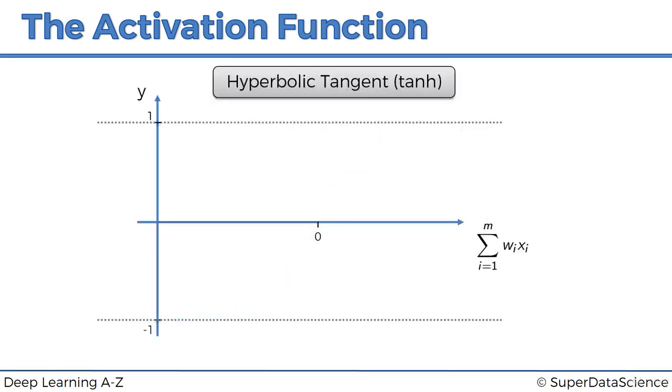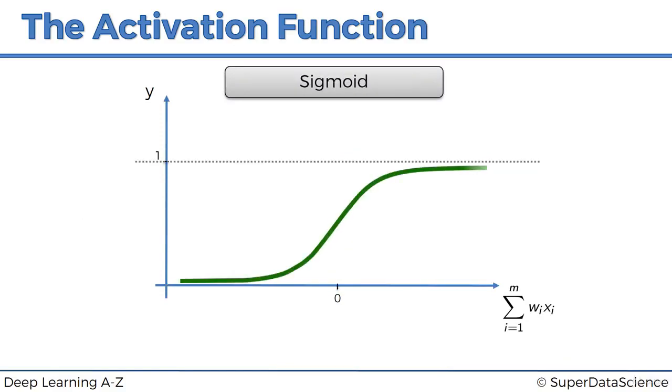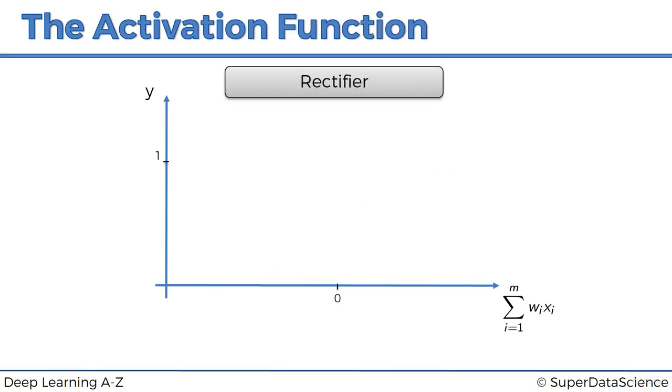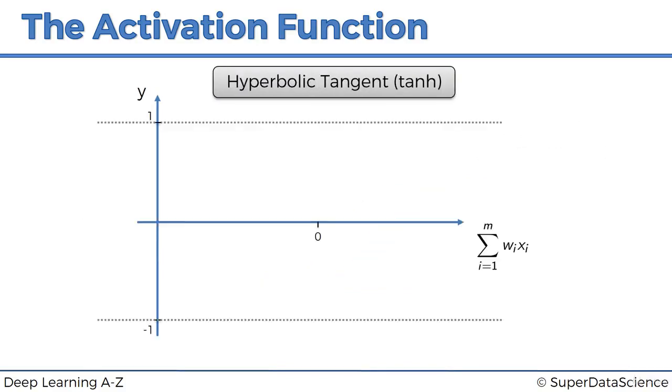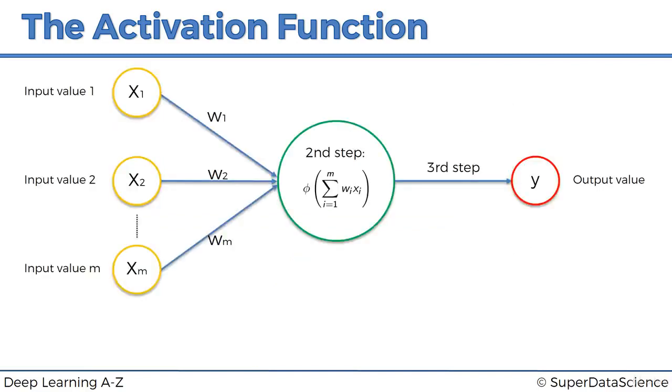So just to quickly recap, we have the threshold activation function, which looks like this, the sigmoid activation function, which looks like this, the rectifier function, and the hyperbolic tangent function. And now to finish off this tutorial, let's quickly do a few exercises. We'll just do two quick exercises to help that knowledge sink in.